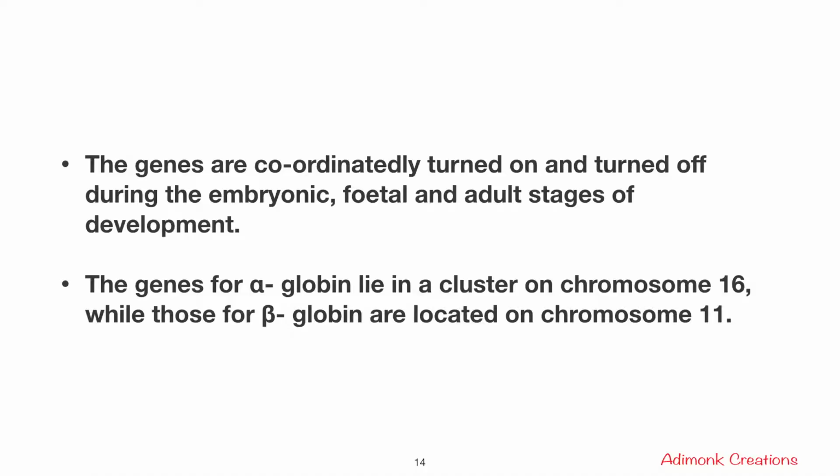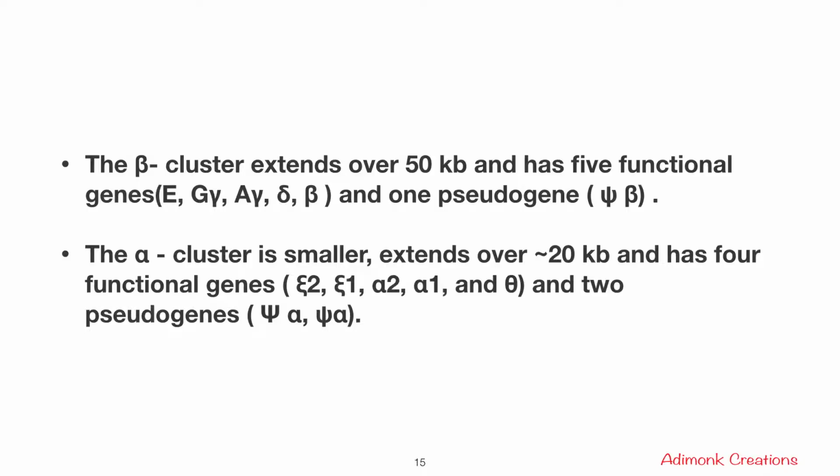The genes for alpha globin lie in a cluster on chromosome 16, whereas the beta globin genes are located on chromosome 11. The beta cluster extends over 50 kilobases and has 5 functional genes, that is epsilon, G gamma, A gamma, delta, and beta, and one pseudogene, psi beta. Whereas the alpha cluster is smaller, extending over 20 kilobases, and has 4 functional genes, that is zeta 2, zeta 1, alpha 2, alpha 1, and theta, and 2 pseudogenes.